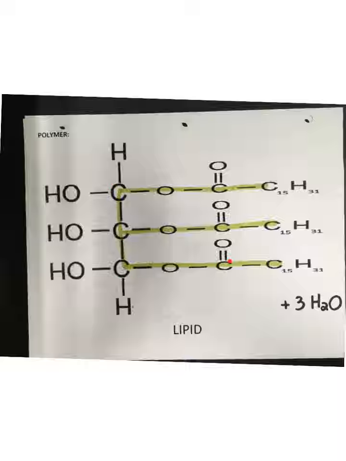Remember the big thing with lipids: the carbons and the oxygen here look like a big capital letter E. And that makes up lipids. You're going to want to hit pause right now and draw this into your diagrams, into your notes.